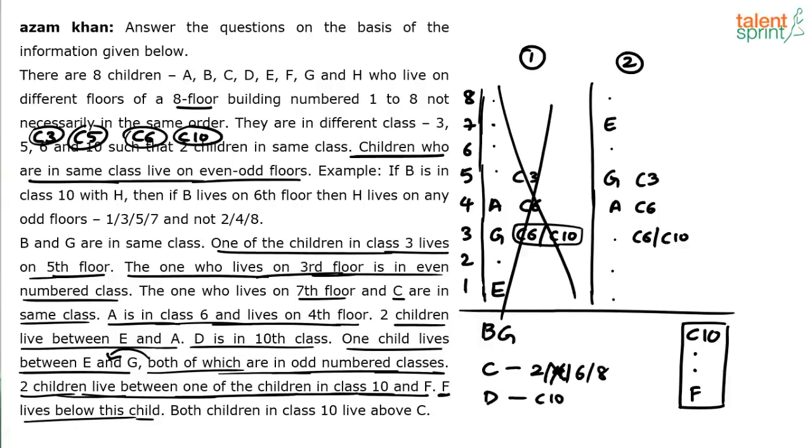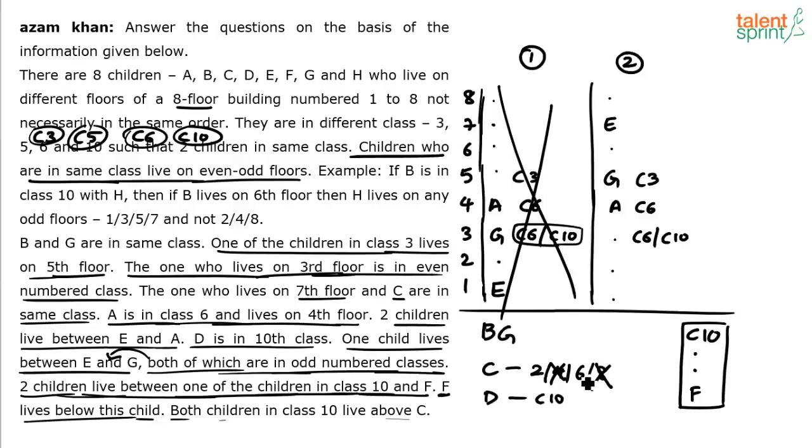Understand. Last point, if you observe, both the children in class 10 live above C. So if you take C itself on 8th floor, how can the class 10 children live above C? Not possible. So C cannot come on 8th floor. If C is on 8th floor, class 10 children should be on 9th floor, 10th floor and so on, which do not exist at all.